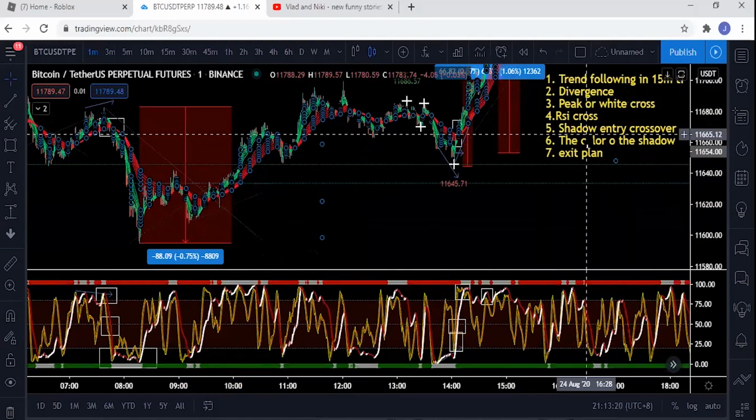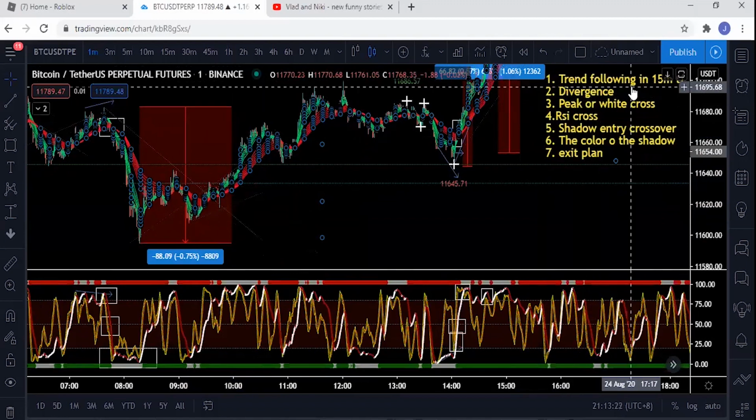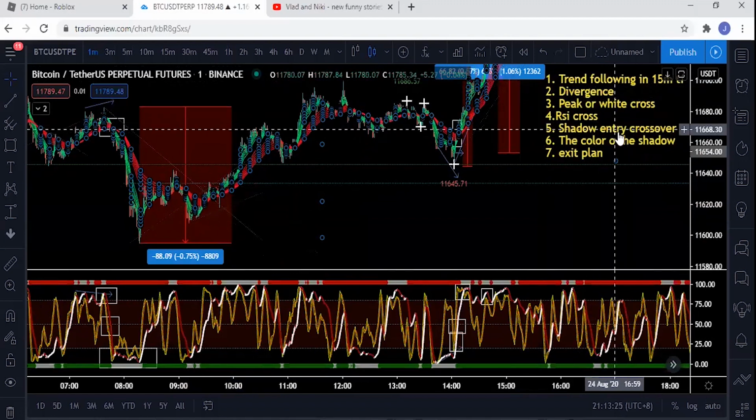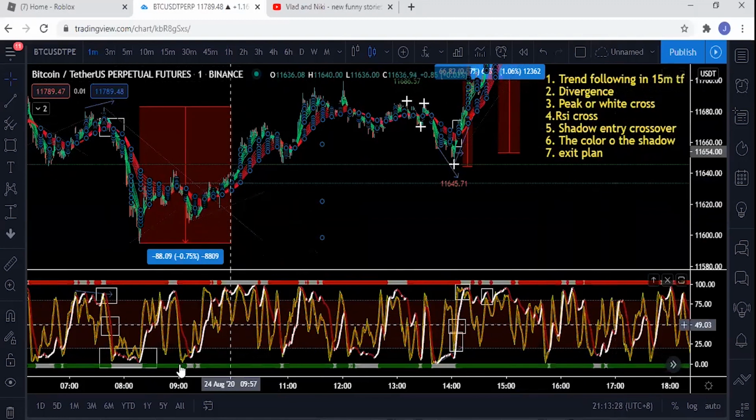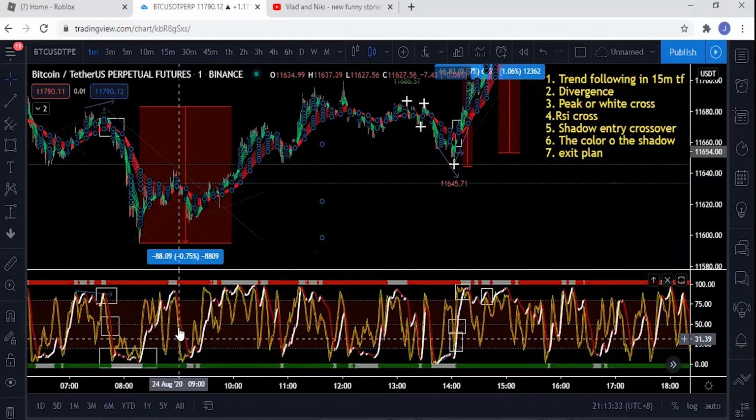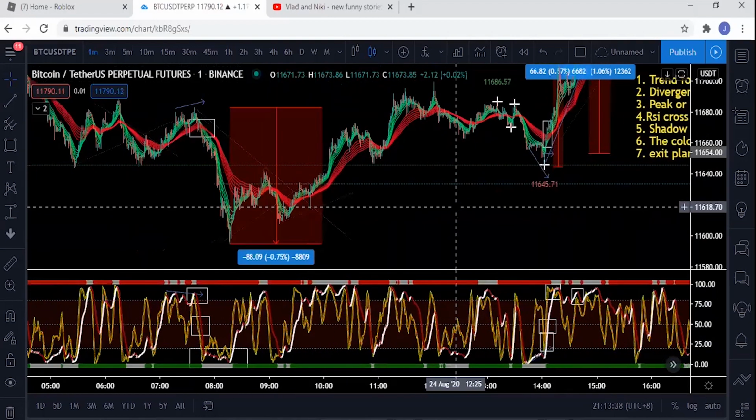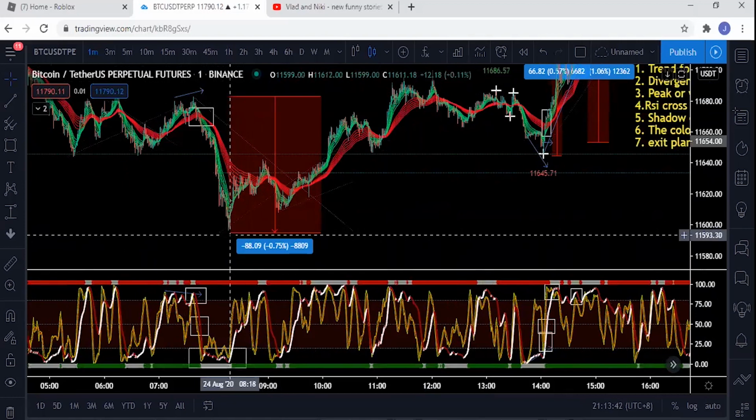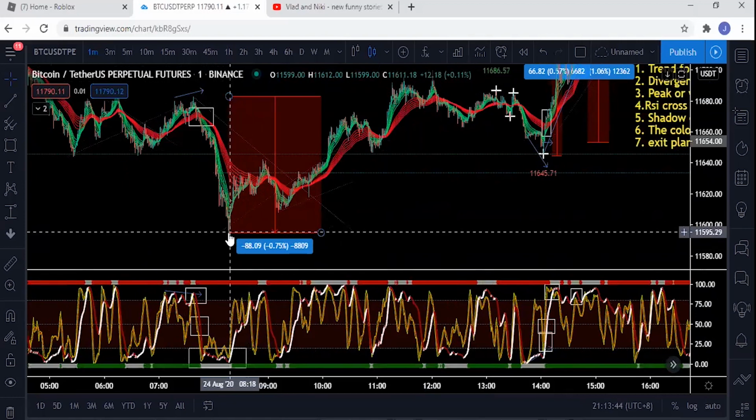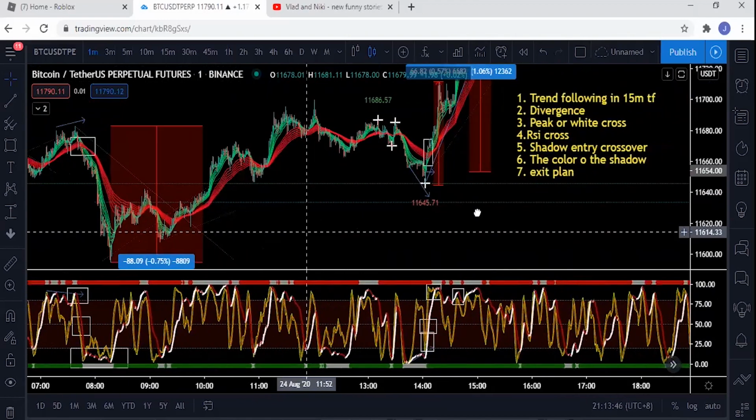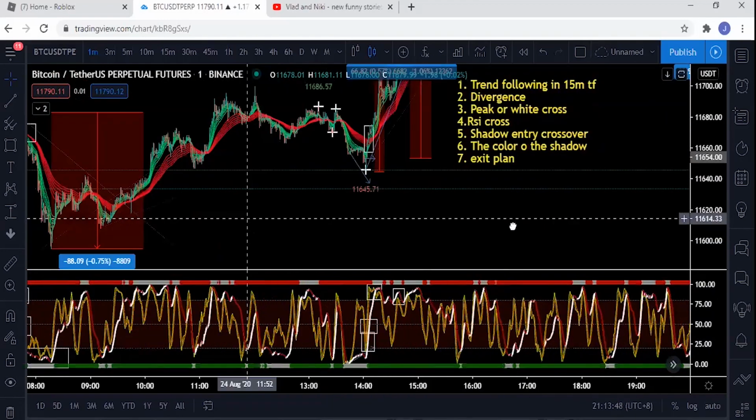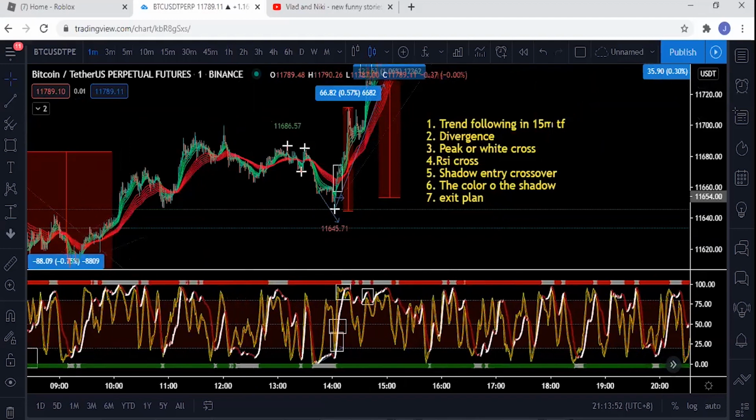Same criteria: divergence, the white cross, our RSI cross, the shadow entry crossover, and the color of our shadow. It's red, and then it crosses below our 50 line. It is now below our 50 RSI, meaning to say we are going down. Entry here, and then you exit here at our bottom. It should have been, where's the cross? It's not loading. I don't know. So that is an example of our bearish trend.